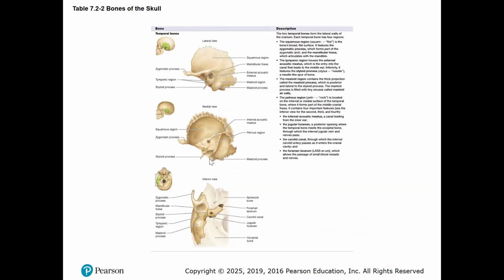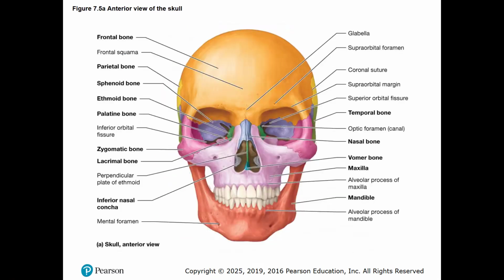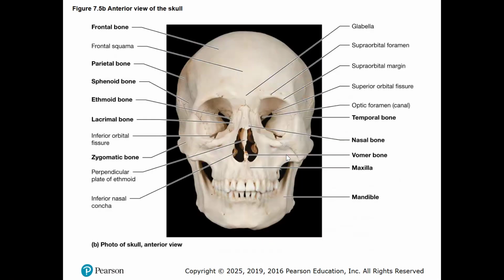So let's take a look at some other views. Here's an anterior view. You can clearly see some of those internal bones that we spoke about. You see the frontal bone, sphenoid bone, palatine bone. You see here a clearer picture of the fissure, the sphenoid bone, the supraorbital fissure inside here, inferior nasal conchae, zygomatic bone.